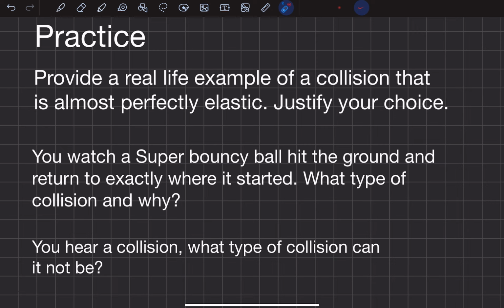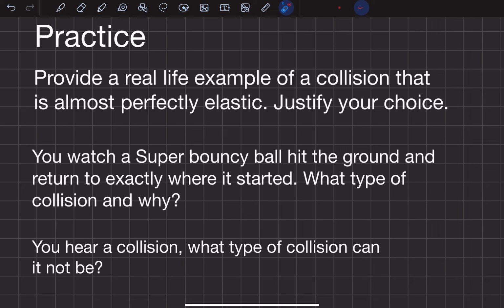I'll leave you with some practice. The first practice is I want you to provide a real-life example of a collision that is almost perfectly elastic. Try to avoid ones that I've mentioned in this video. And I want you to justify your choice. Explain why that collision is almost perfectly elastic.